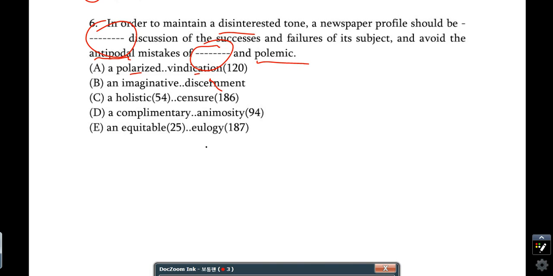Animosity is fighting, and eulogy is saying nice words. So saying nice words is a better contrast to polemic than saying bad things and animosity, because those are angry things, and a polemic is also an angry thing. So that leaves us with A and E, but since we want to avoid antipodal mistakes, it's not going to be polarized because those are synonyms, and that leaves us with E. It should be an equal discussion with avoid the antipodal mistakes of saying too many nice things and too many mean things. So that's the correct answer.